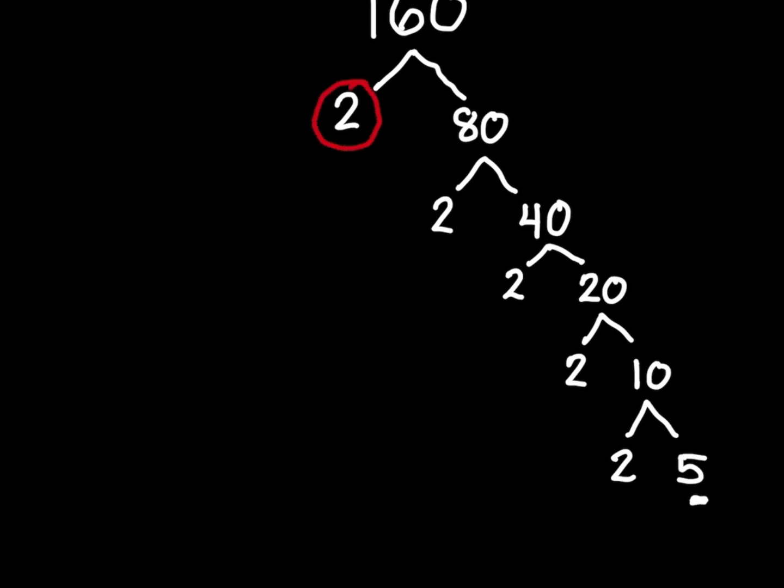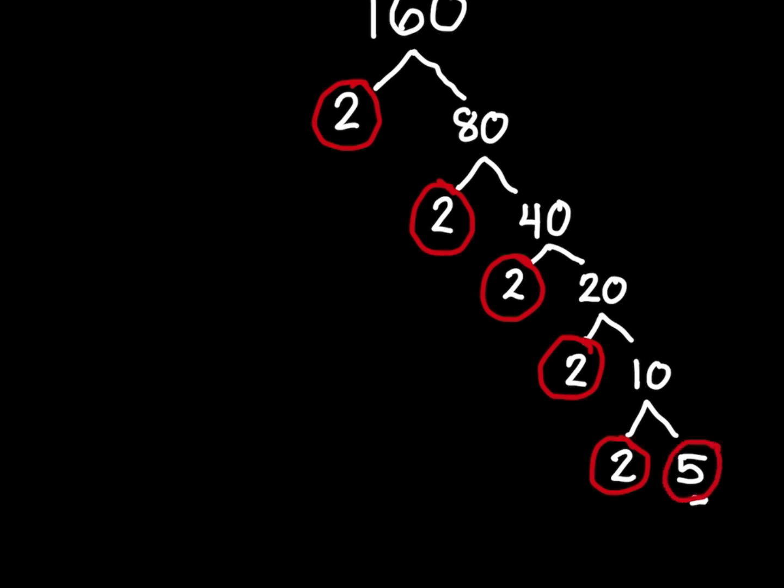So the prime factors of 160 are these: 2, 2, 2, 2, and 2, plus 5, including 5. So the prime factors of 160 are 2 times 2 times 2 times 2 times 2 and times 5.